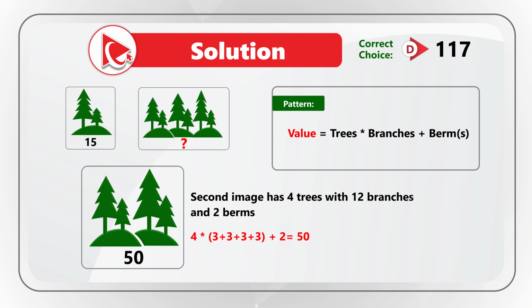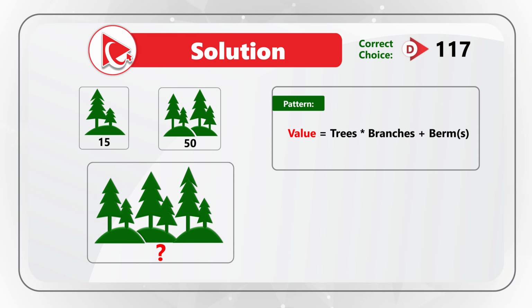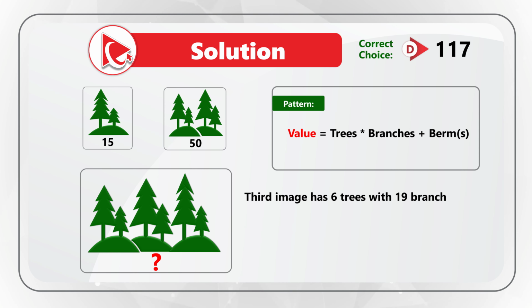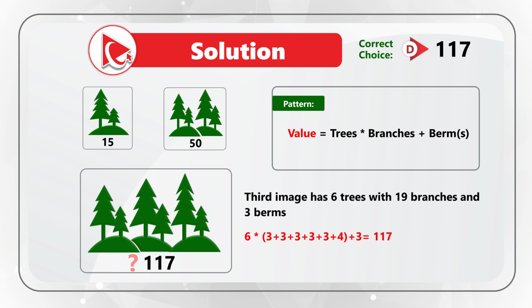For the third image, which has 6 trees with 19 branches and 3 berms, the calculations will be 6 multiplied 3 plus 3 plus 3 plus 3 plus 3 plus 4, and then you add 3 to the calculated total. The end result of it, 117. Do you have a better solution to solve this challenge? Please make sure to post your answer and rationale in comments.